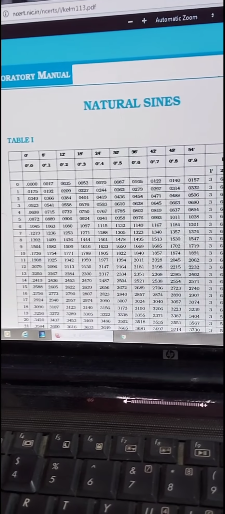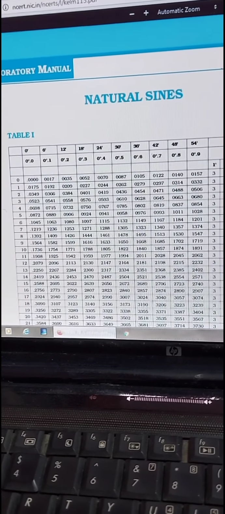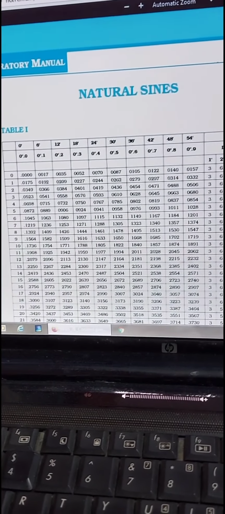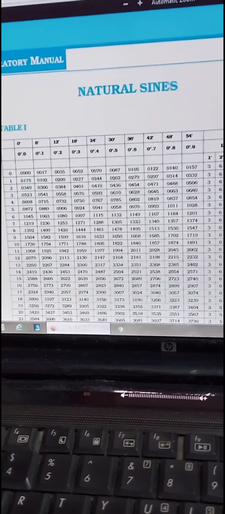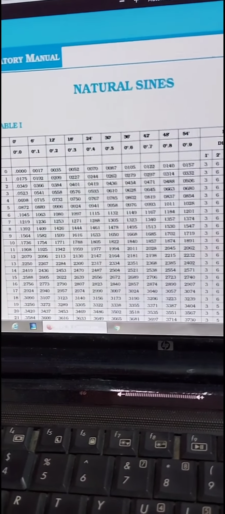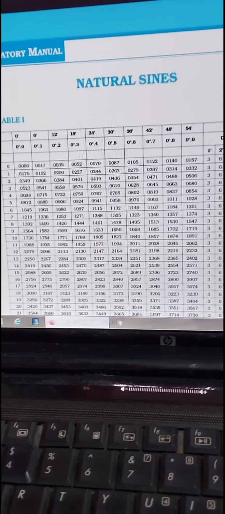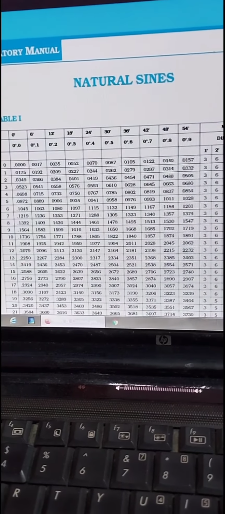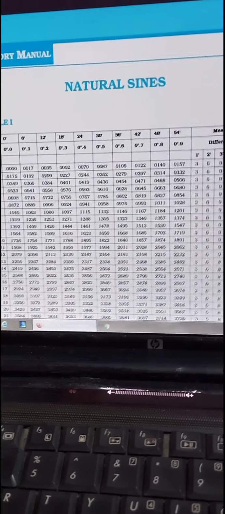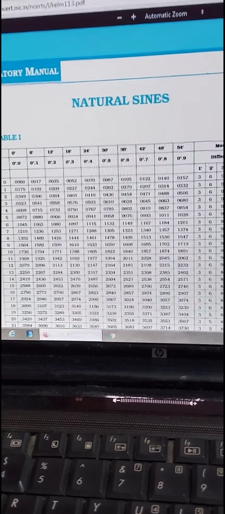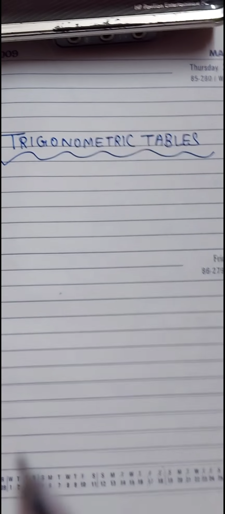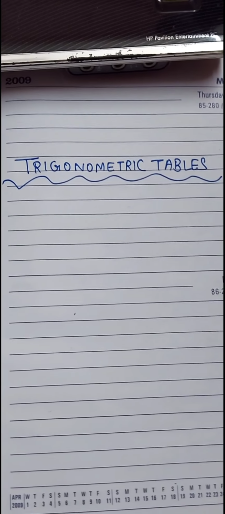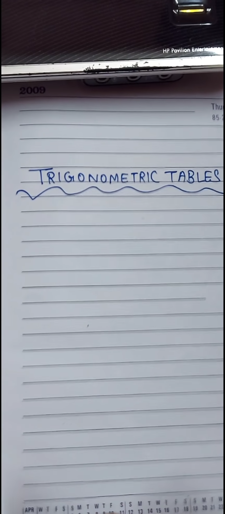You will get 22 degree, 23 degree 45 minutes, 30 degree, 39 degree, 32 degree, 33 degree 45 minutes 32 seconds, any angle. So in that case what will we do? For this case we have to learn about the concept of trigonometric tables. How will we find the value of any trigonometric ratio like sine, cos, tan, sec, cosec, cot of any angle?